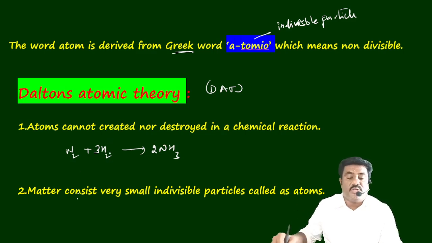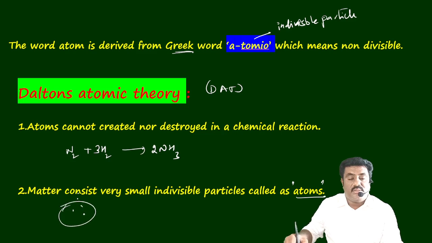The best example is that water can produce electricity. Look at the second postulate: matter consists of very small indivisible particles called atoms. He says that matter consists of very small indivisible particles, and these indivisible particles are called atoms.